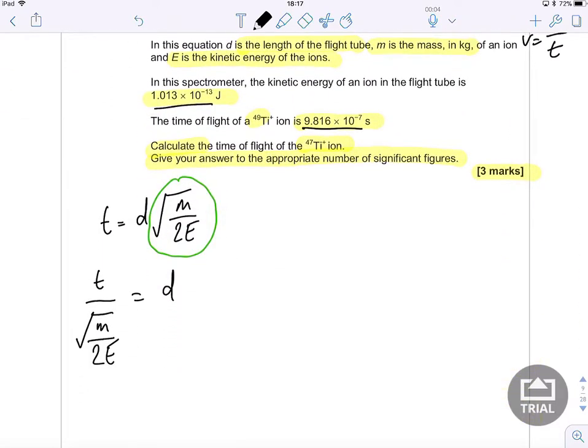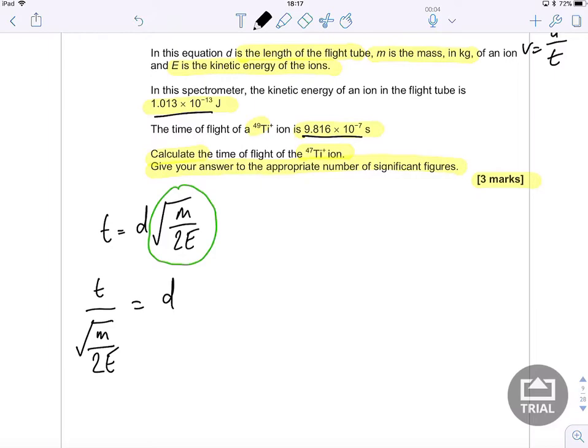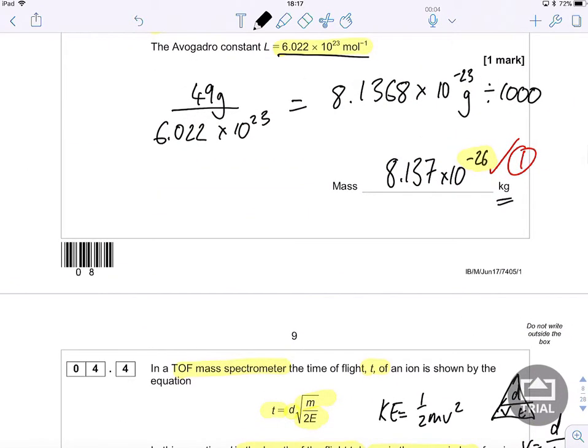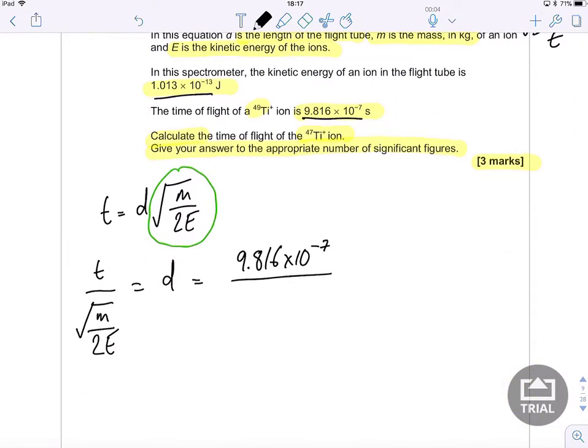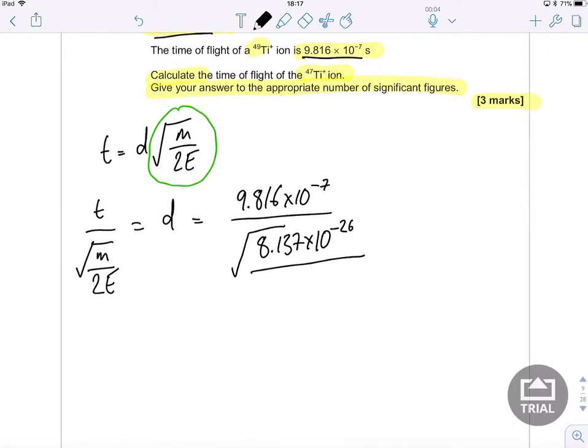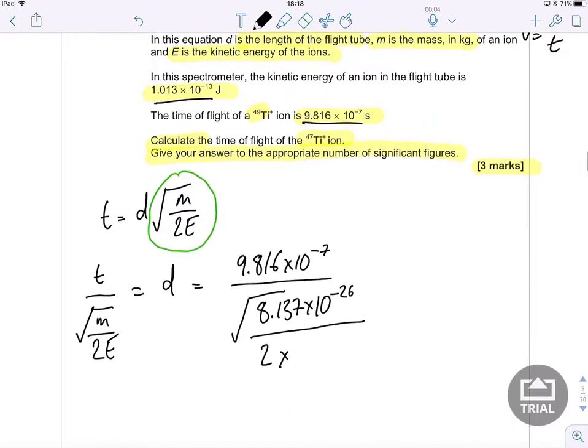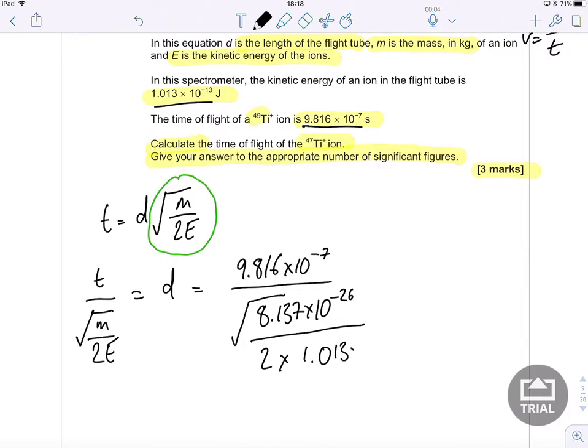To put my numbers into this calculation, I need the time that I've been given here, so that's 9.816 times 10 to the negative 7. Divide by the square root of my mass. The mass of my titanium 49 ion I've got over here, so that's 8.137 times 10 to the negative 26. Divided by 2 lots of the energy, so that is 2 times 1.013 times 10 to the negative 13.